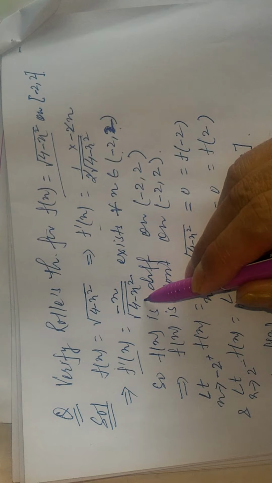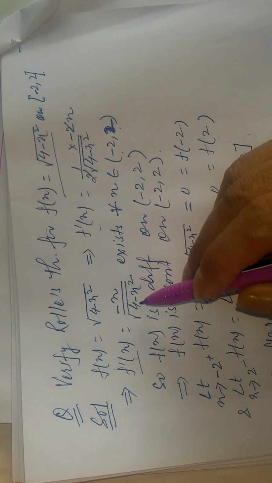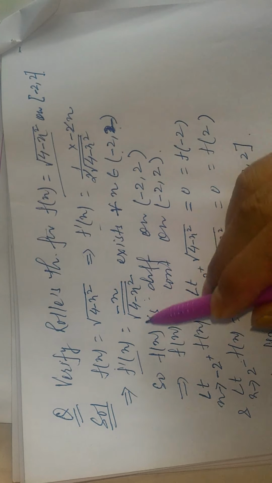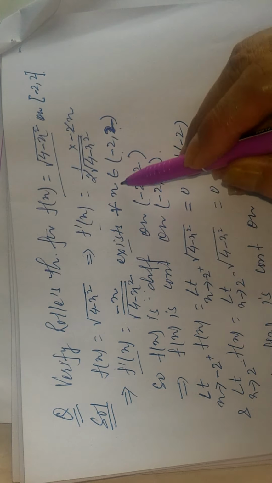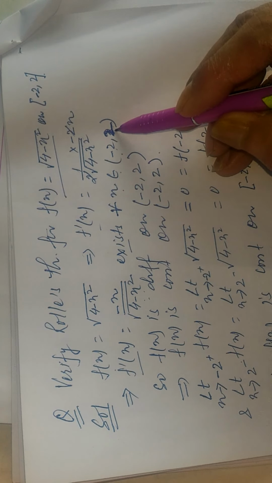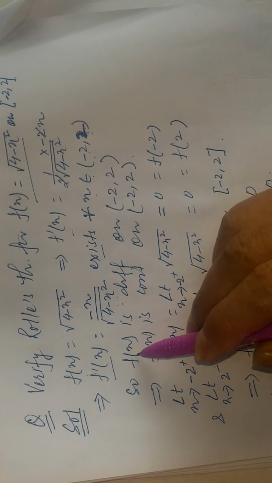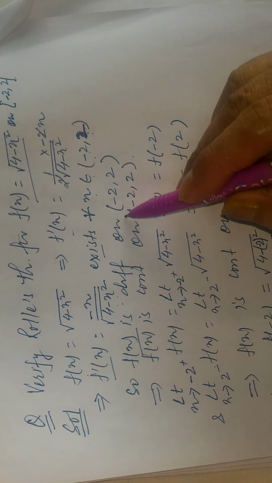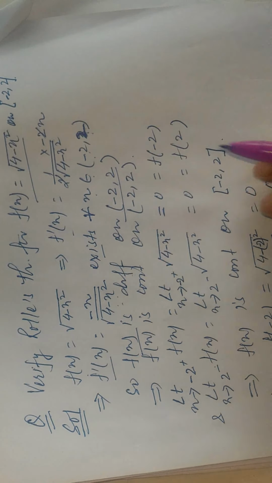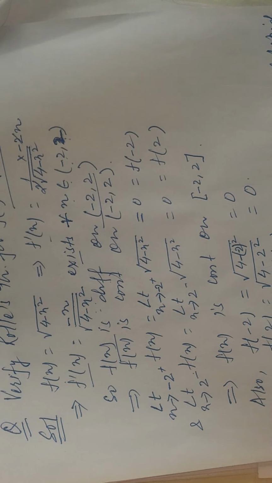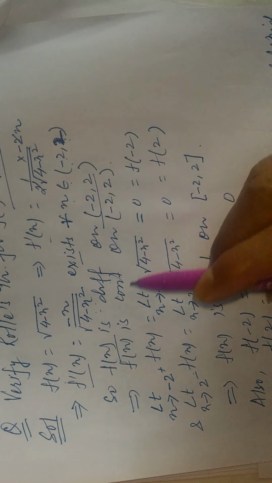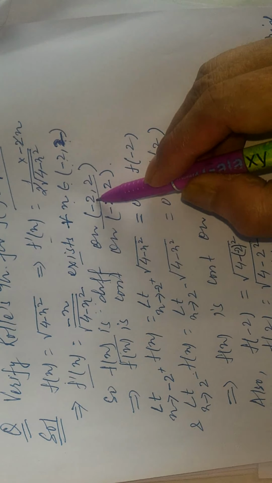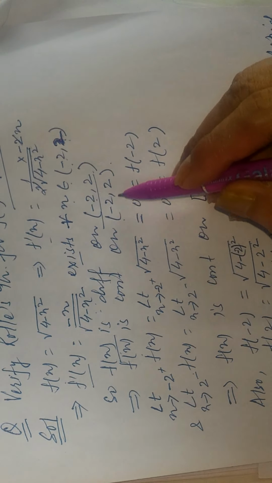So we find that it exists between minus 2 and 2. You give any point, you will have a unique value. So we'll say that it exists for all x belonging to the open interval minus 2 to 2. If it exists, we can say it is differentiable in the open interval. Also we have learned that if the function is differentiable, it has to be continuous, meaning differentiability implies continuity. So it is differentiable on minus 2 to 2, so it is continuous on minus 2 to 2.